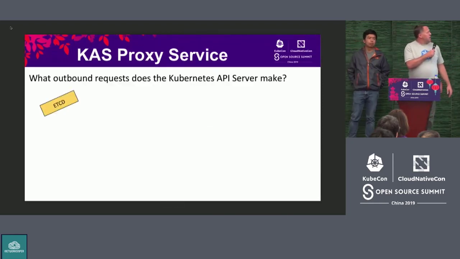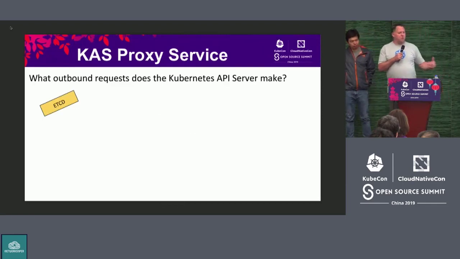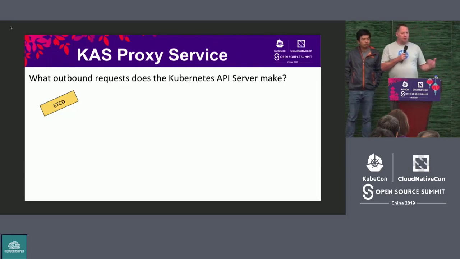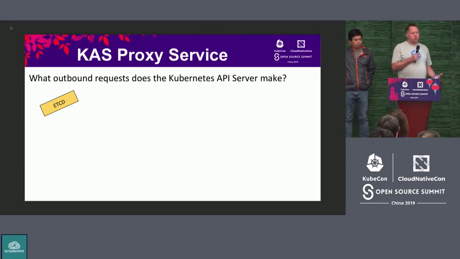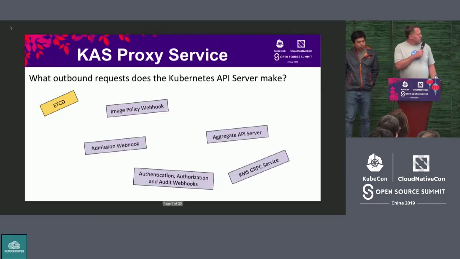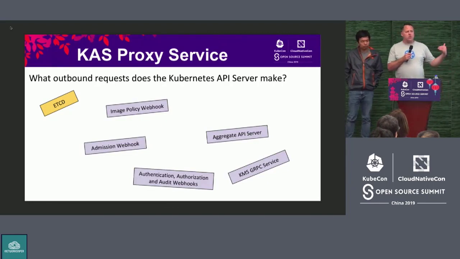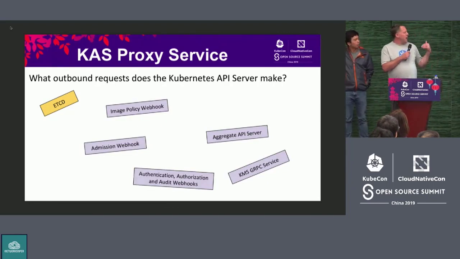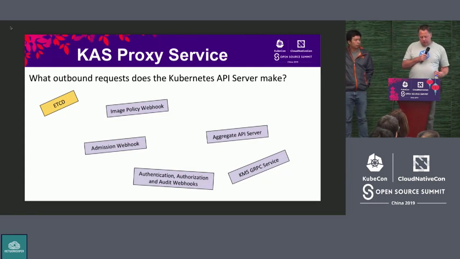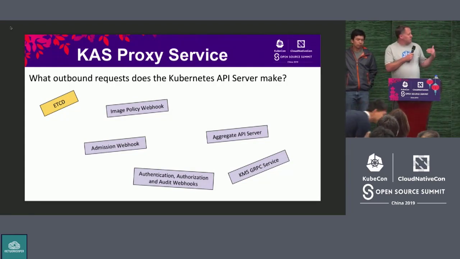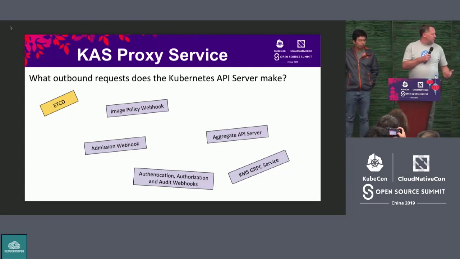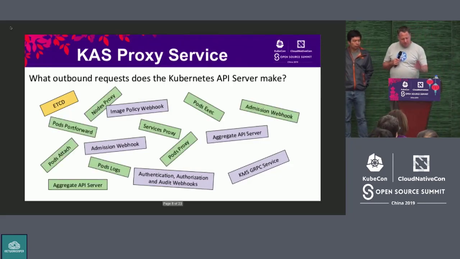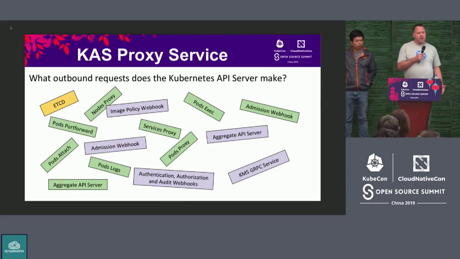So, I promised to tell you about when the Kube API server wanted to reach out and talk to something else. So the first and primary thing we think of that it wants to talk to on the master is etcd. That's where it stores its data. That's the primary thing it's going to talk to. But also on the control plane, other things the API server needs to talk to include quite a few things: webhooks, aggregated API servers, etc. There are also quite a few things on the cluster that it needs to talk to.